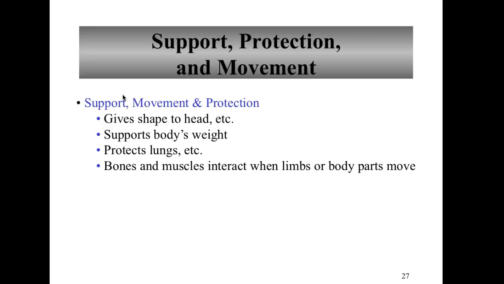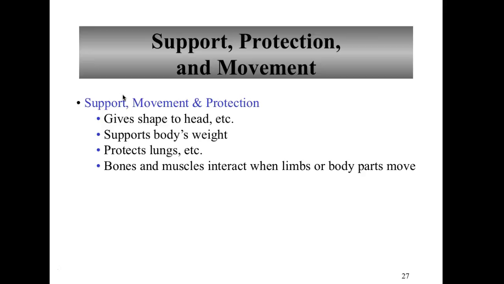For protection, you have the underlying organs. The skull is going to protect the brain, and the rib cage protects the heart and the lungs, etc. So the rib cage is going to help protect the thoracic cavity and the upper abdominal cavity.